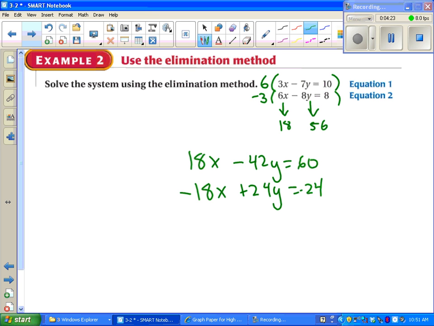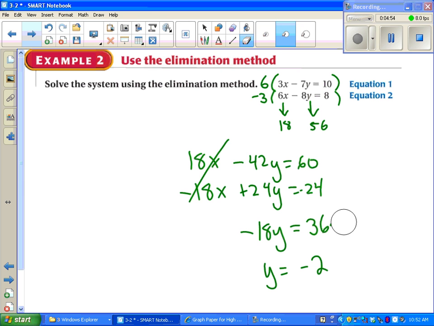Notice I have 2 new equations now, and the x's look like they cancel out top and bottom. 18x and negative 18x cancel out. Negative 42y and positive 24y go together to make negative 18y. And 36 over here. One more step gets y by itself.